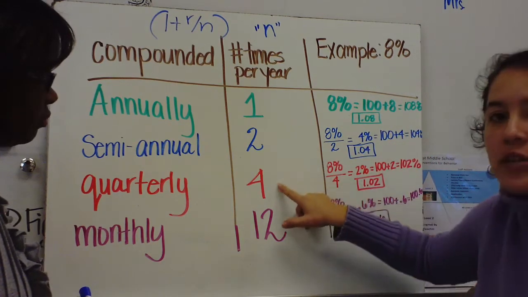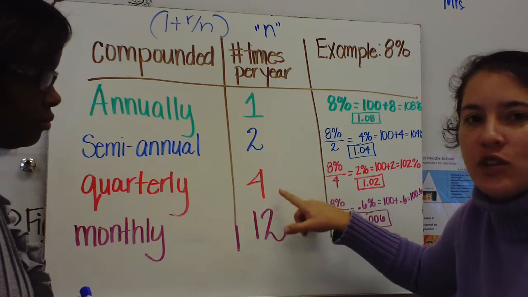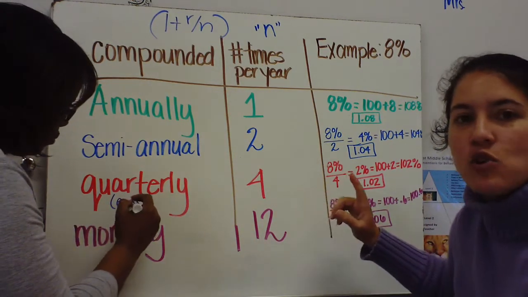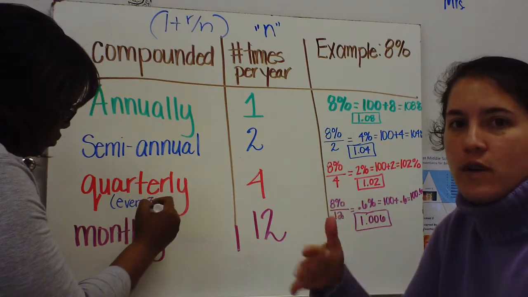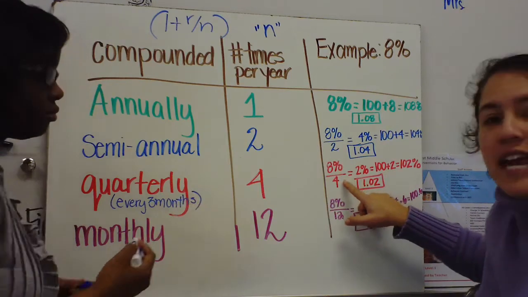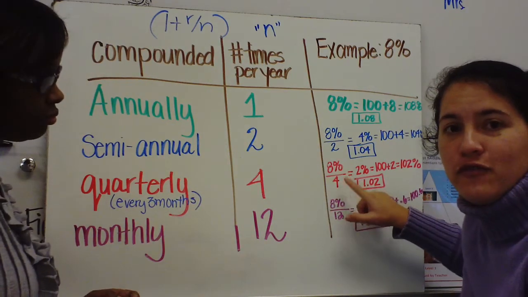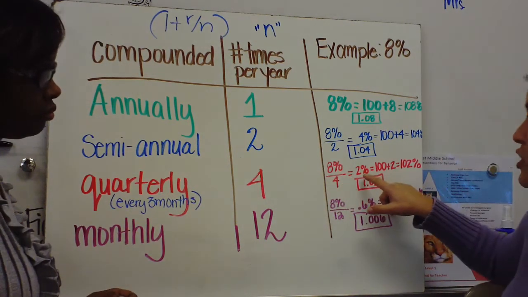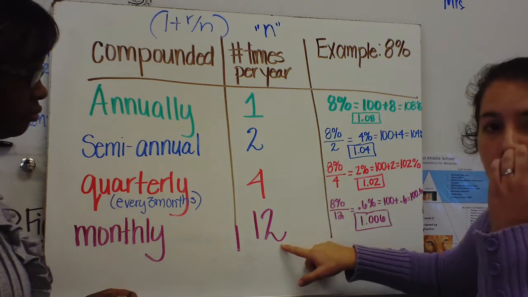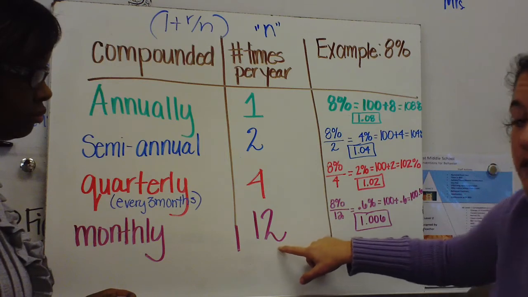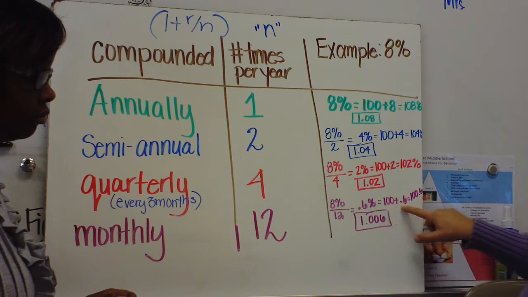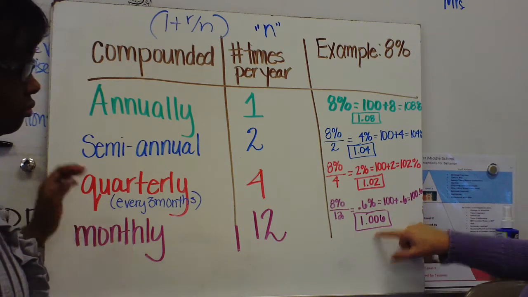You take that 4% and that's what you add to your 100 after you've already split it up. If it's quarterly, 4 times, other times it might say every 3 months. If you're talking about every 3 months in a problem, that is the same thing as quarterly, because 3 months, 3 months, 3 months, 3 months. So quarterly means 4. You take that 8% and break it up into 4 parts. So then it would be 2% that you're adding to the 100. And then monthly is 12. So you divide it by 12, and you get 0.6%. Then when you add it to 100, it would be 100.6%.